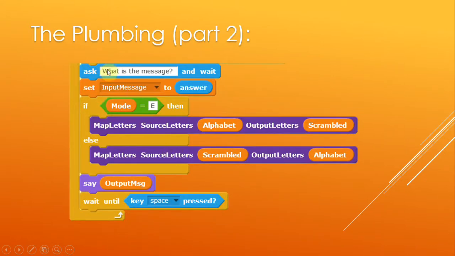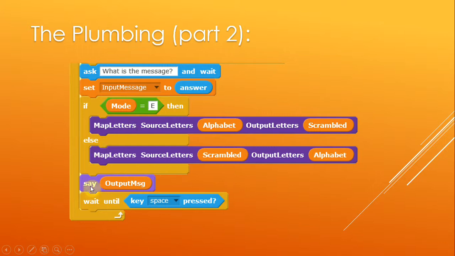Then you type in the message, be it the normal English message or the scrambled message, and we're just setting that input message variable to the word answer. So whatever you answered, we're putting it into here. If I'm encoding, then I'm going to map letters from the normal alphabet to the scrambled. If I said I'm decoding, then I'm going to take my scrambled sentence using these scrambled letters, and I'm going to map them to the correct alphabet letters to give me the right message.